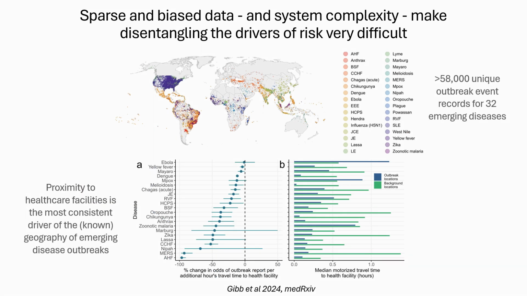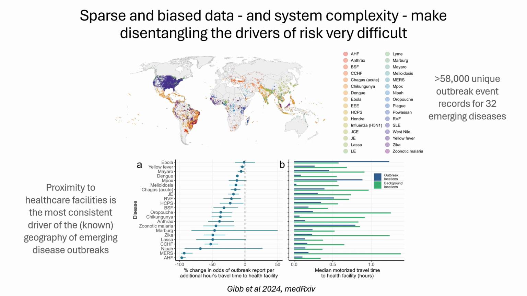to ultimate patterns of disease. This was highlighted in a project that I recently led, a large consortium data synthesis project, where we were trying to explore the detectable fingerprint of anthropogenic drivers on the geography of outbreaks for 32 emerging diseases worldwide. We can see close to 60,000 unique outbreak events across the globe, shown here on this map. Applying a standardized analysis framework to this whole set of data across all the diseases, what we found predominantly was that the most consistent driver of the known geography of these emerging disease outbreaks is proximity to health centers.